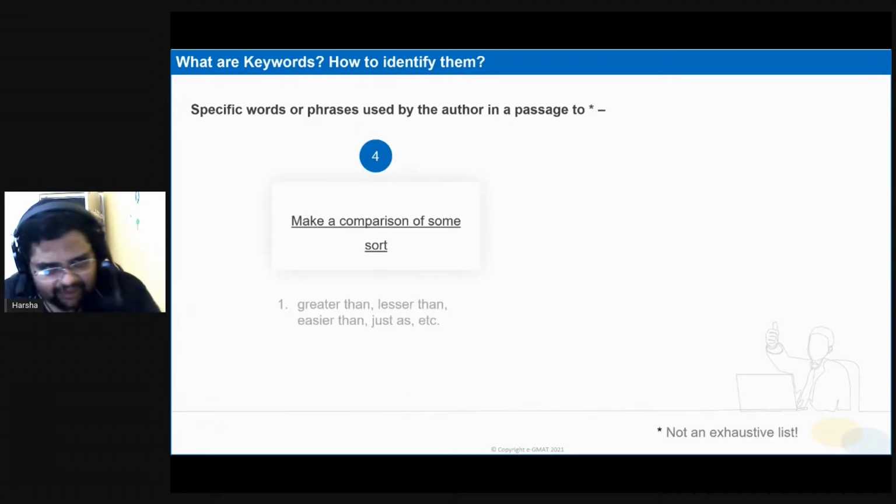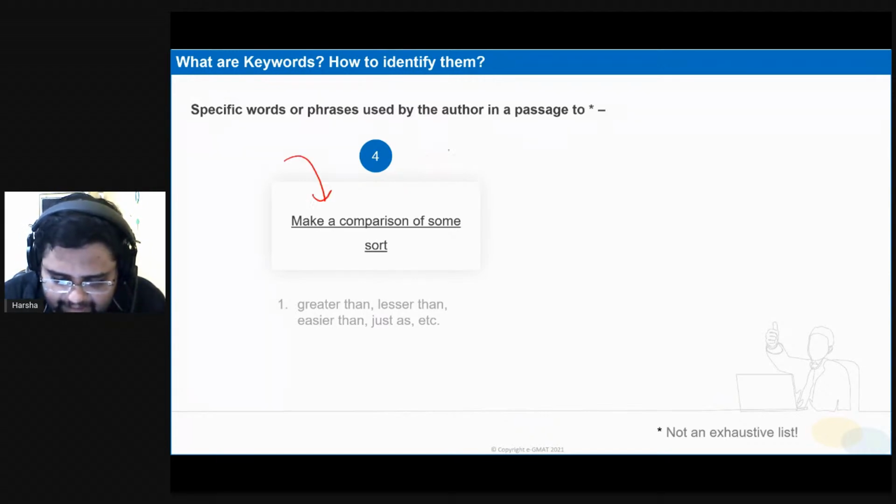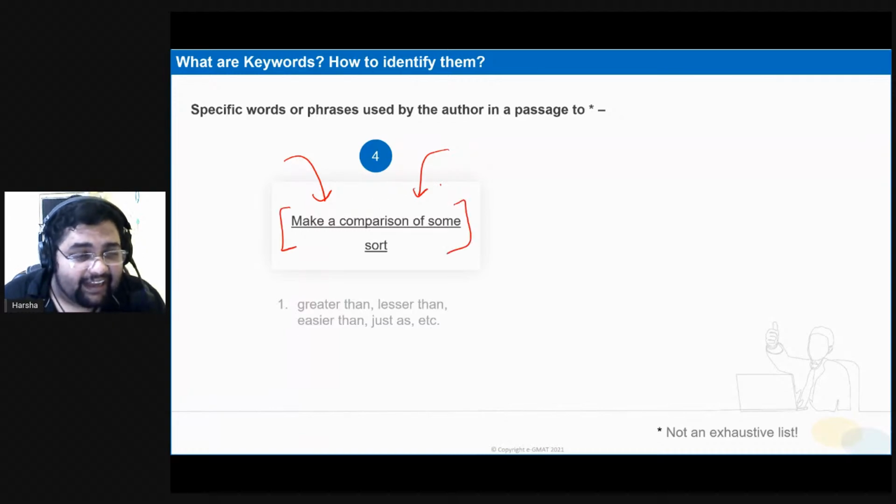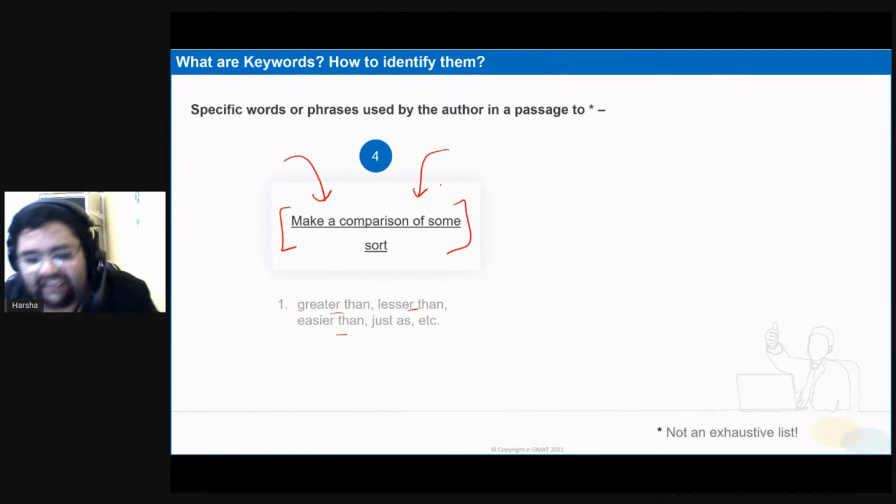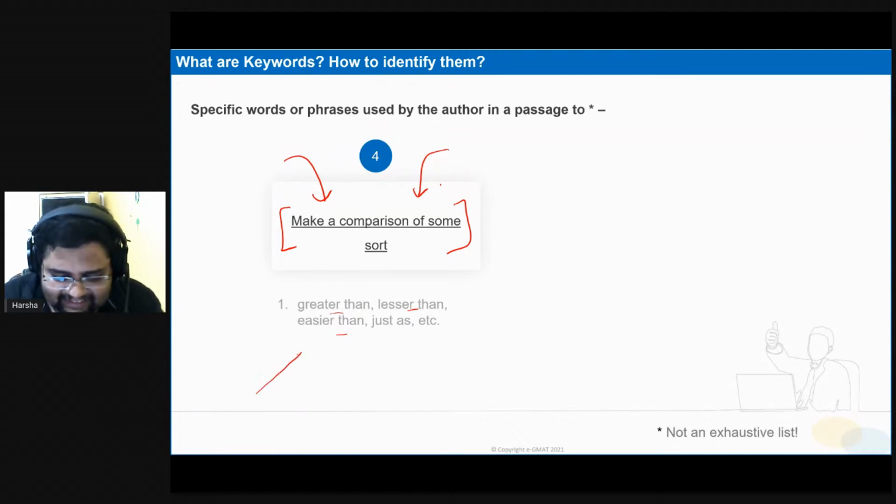So coming back to the remaining types that we see, this is a very underrated type of keyword that is very, very popular on the GMAT, and it is extensively tested. Invariably, if you see words like greater than, lesser than, easier than, these are examples. Definitely 90% of the time, there will be one option choice that is testing you on this.